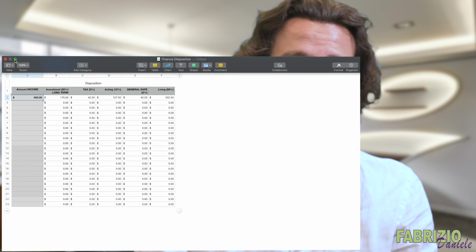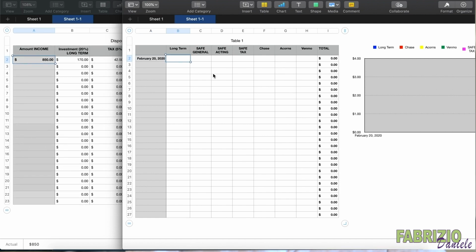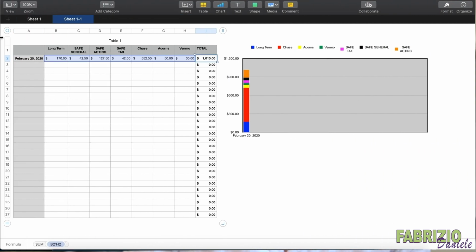Once I have broken down my paycheck, I go to my disposition and I check and see where my money is and what it is doing. February 20th, 2020, if I start from scratch on my long-term savings, $170, right? In my general save, which would be this here, I have $42.50. In my acting save, I have $127.50. In my tax, another $42.50. I have on my bank account probably this $552.50. Now, Acorns is one of my savings apps. I'm gonna go more in depth into that when I talk about saving. Let's say I have there another $50 and I have $30 on my Venmo, which gives me a total of $1,000 all over the place. And this is my little chart for it.